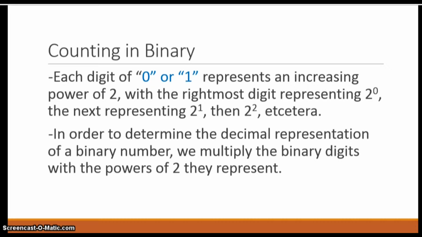Each digit of 0 or 1 represents an increasing power of 2, with the rightmost digit representing 2 to the power 0, the next representing 2 to the power 1, then 2 to the power 2, and so forth. In order to determine the decimal representation of a binary number, we multiply the binary digits with the powers of 2 they represent.